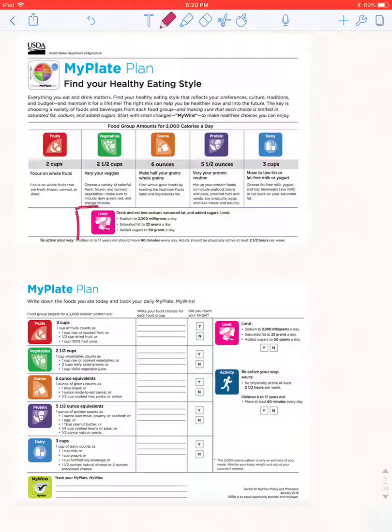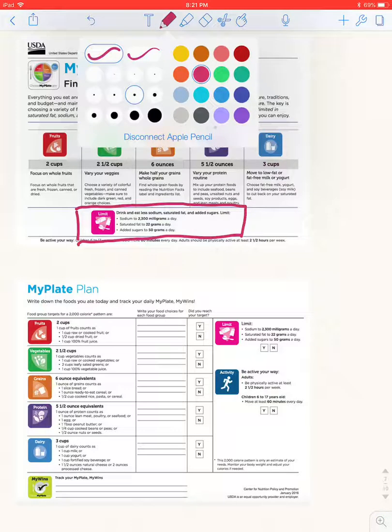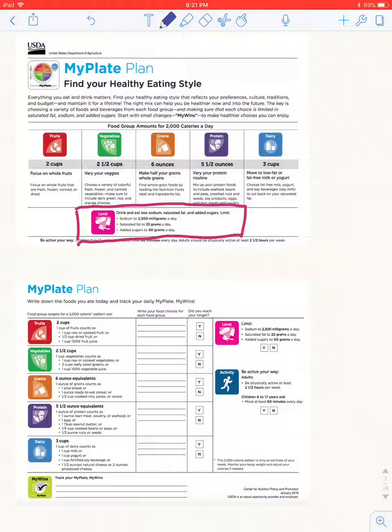Some additional MyPlate recommendations include limiting your sodium intake to 2,300 milligrams or less each day, consuming no more than 22 grams of saturated fat each day, and trying to limit your added sugars to 50 grams each day. Equally important as healthy diet is physical activity. Set a goal to be physically active for at least 2.5 hours each week, or roughly 30 minutes of physical activity for 5 days out of the week.